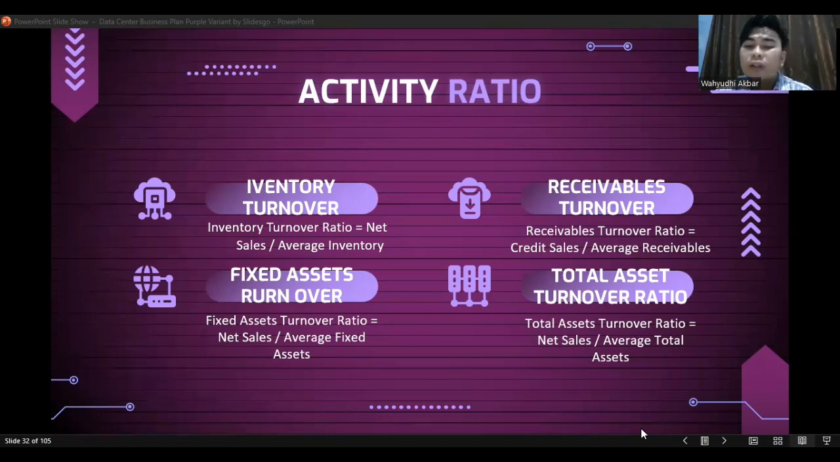It is important to remember that the result of each of these ratios can provide insight into how the company is managing various aspects of its finance and how efficient its operations are.